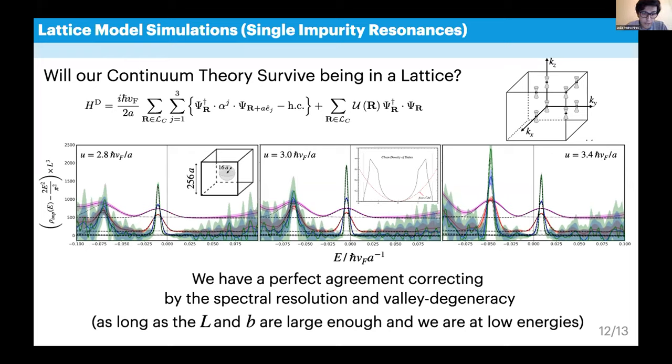The curves that you have superposed there are basically the theoretical curves, but corrected by the valley degeneracy, which is multiplying by 8, and convoluting with a Gaussian, so that we can take into account the spectral resolution of this method that we used, which is the kernel polynomial method.